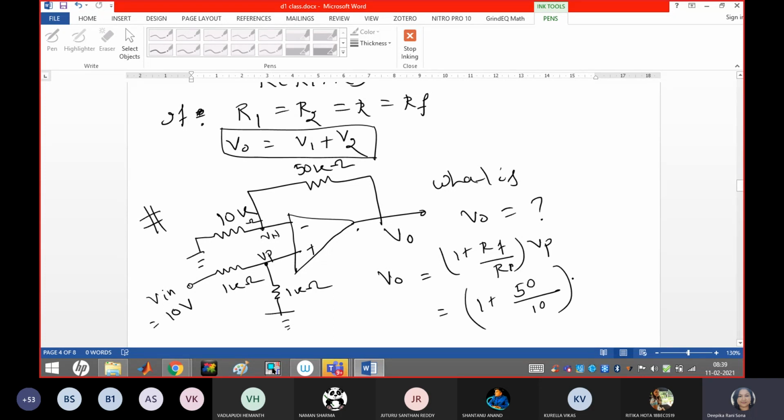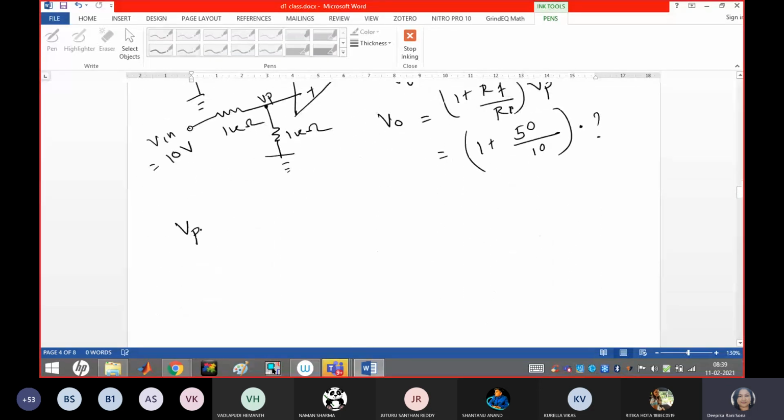What is VP? You have to solve it for VP, right? Can anybody say what is VP? 10 into 1 kilo ohm divided by 1 kilo ohm plus 1 kilo ohm, right? That is the procedure. 10 volt into R3, the resistance connected to the ground, divided by 1 kilo ohm plus 1 kilo ohm. What is the answer? 10 divided by 2, 5.